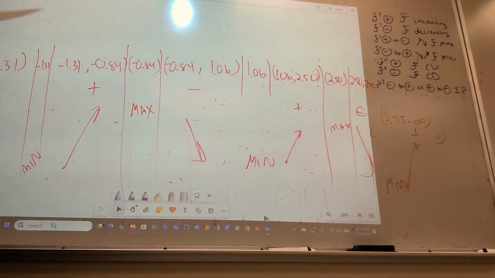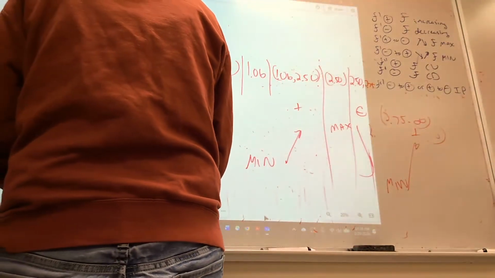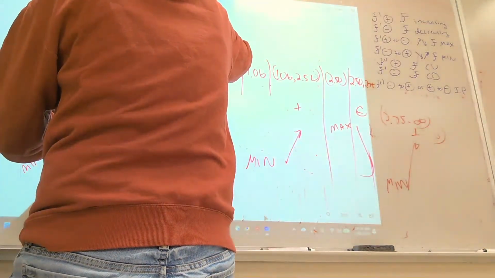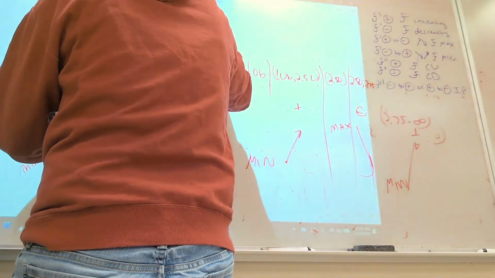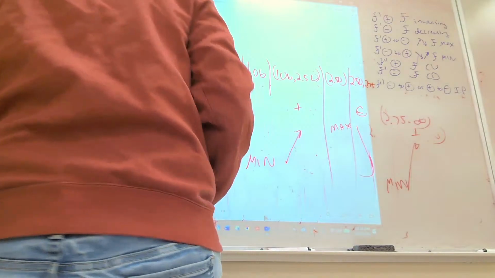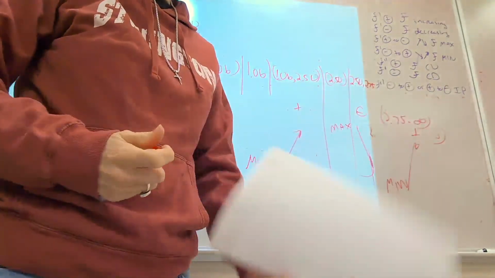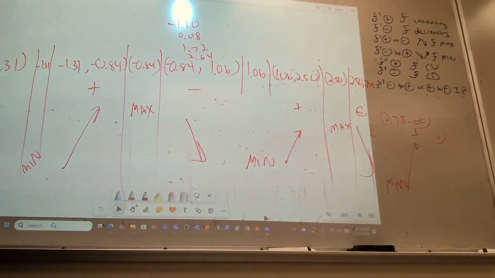So for your max and min, you should have minus 1.10, 0.08, 1.72, 2.64. Those are all your max and min values. Okay, so those are your inflection points because the derivative is 0 there. So that means that the second derivative is equal to 0. Our slope is 0 on the first derivative.